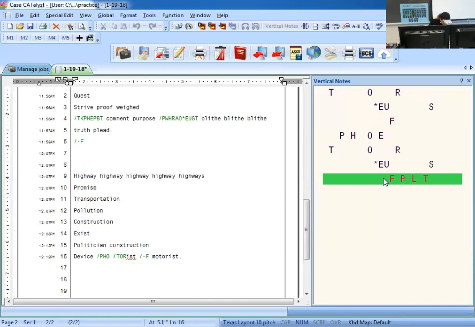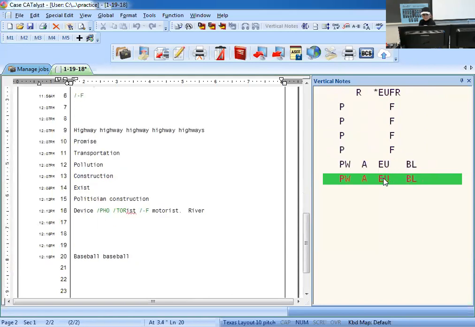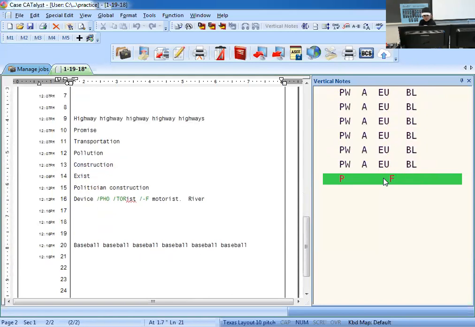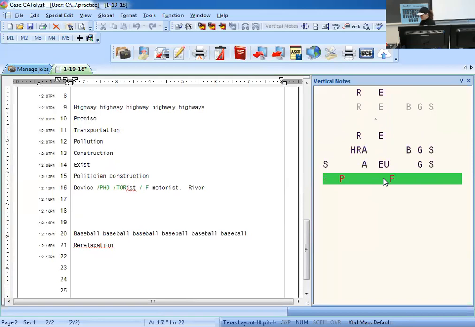Remember, just a minute, no. At 60 and 70, okay, 60 and 70. So here's some words that come out. You've got river is just R-I-V-R, one stroke. You've got baseball is Babel. You've got relaxation is relaxation.